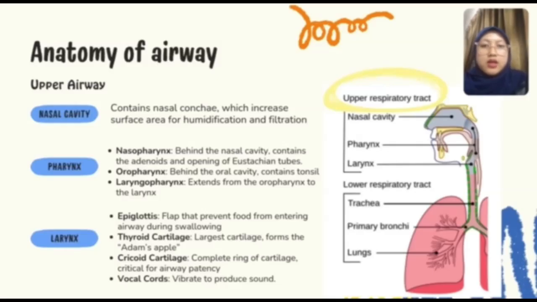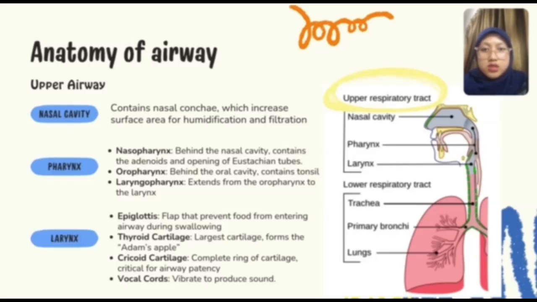Next, pharynx. After the air passes through the nose, it enters the pharynx, which is a tube-like structure at the back of the throat. The pharynx is divided into three parts: nasopharynx is behind the nose where air moves, oropharynx is behind the mouth, which also carries air and is where you can see your tonsil, and laryngopharynx, the bottom part of the throat near the larynx.